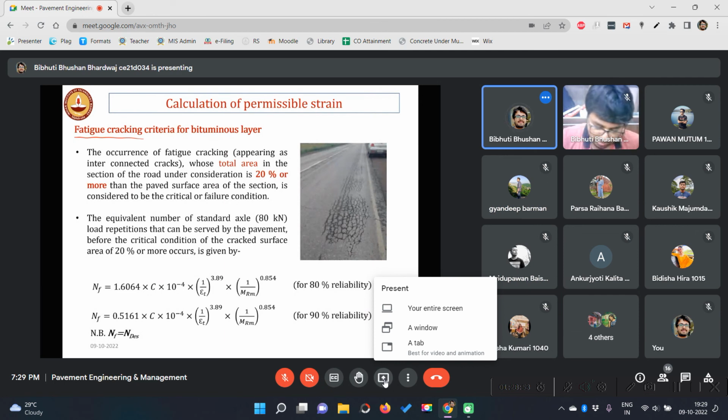Similarly for fatigue also, this formula is there, NF. So this NF is nothing but N design. That means if N design we have got as 50 MSA, the pavement has to serve 50 million standard axles, then we can find out epsilon t, the maximum permissible epsilon t. Suppose we got 150 microstrain. Then we need to design our pavement, that means the thickness and materials, in such a way that because of the load, it will never exceed 150 microstrain. Then our pavement will serve 50 MSA. Otherwise, it will fail before 50 MSA.